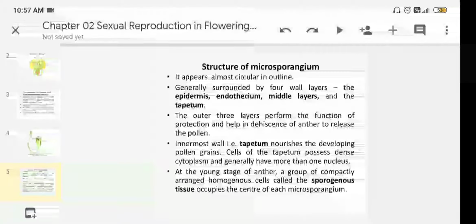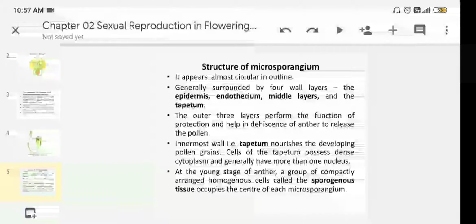Now the innermost wall layer, that is the tapetum, nourishes the developing pollen grains. Cells of the tapetum possess dense cytoplasm and generally have more than 1 nucleus. Do you know how this double nucleus or more nuclear condition is created? You may recall karyokinesis and cytokinesis.